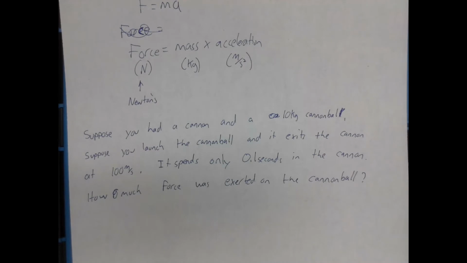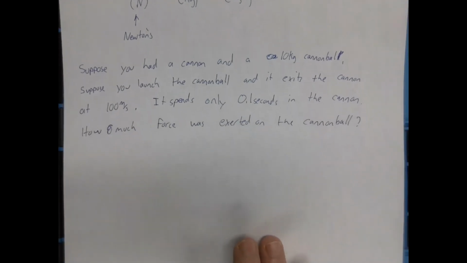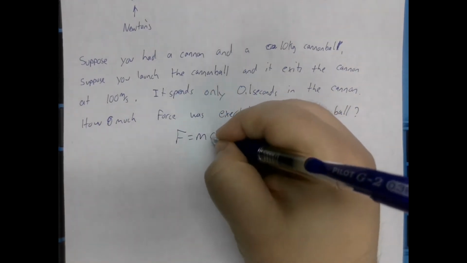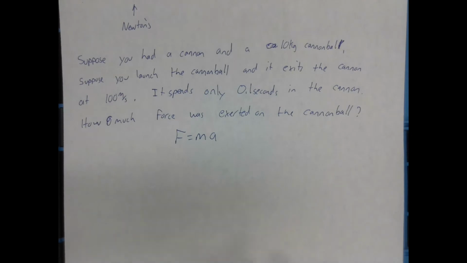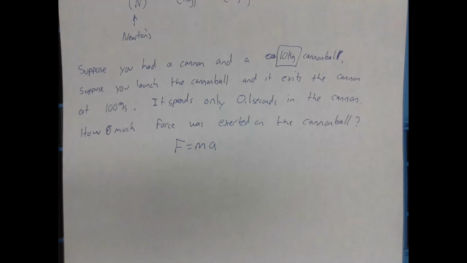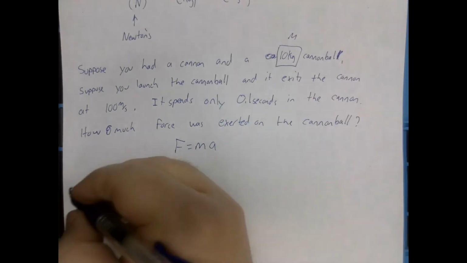So suppose you had a cannon and a 10-kilogram cannonball. Suppose you launch the cannonball and it exits the cannon at 100 meters per second. It spends only a tenth of a second in the cannon. How much force was exerted on the cannonball? So we know that our force equation is F equals ma. We know our mass is going to be on the cannonball. So our mass is 10 kilograms.